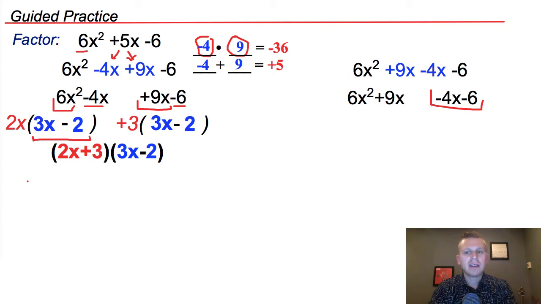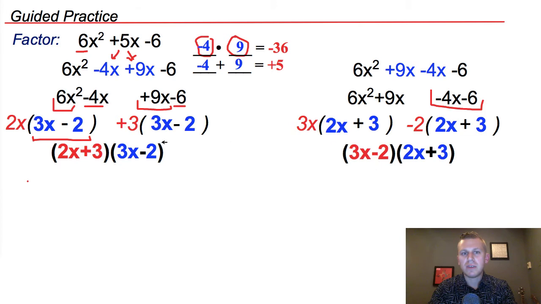6x squared and 9x have a GCF of 3x. When I divide those, I'm going to get 2x plus 3. In order to get left over with 2x plus 3, these are both positive terms, I'll have to factor out a negative number out of this binomial. The negative GCF here would be negative 2. And if I do that, I will be left with 2x plus 3. You can see that we do get the same solution.